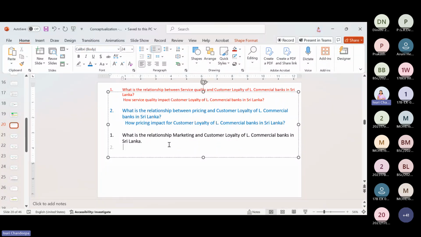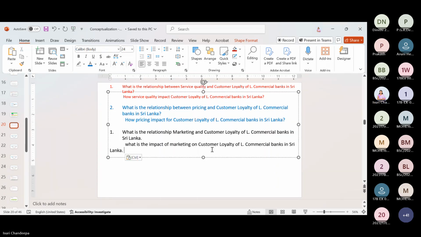The second way, right? So how? You can develop it like this: what is the impact of marketing strategies on customer loyalty of licensed commercial banks in Sri Lanka? This is the second way.